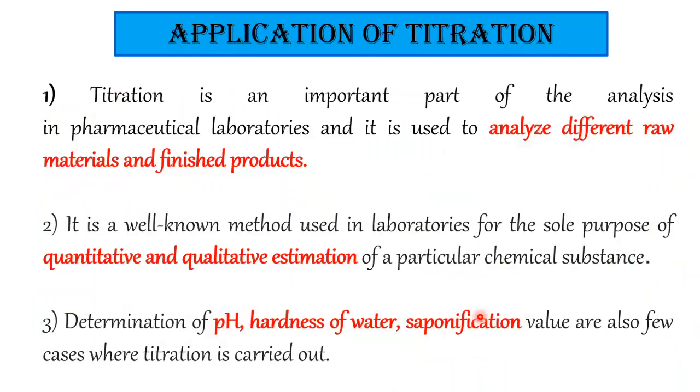Next to that, what is the application of titration? Why do we carry out titration? We can say that titration is used to analyze different raw materials and finished products. For example, if I have a medicine such as aspirin, which is called acetyl salicylic acid, and I want to determine how much aspirin is present in a given tablet, I can definitely estimate it by titration.